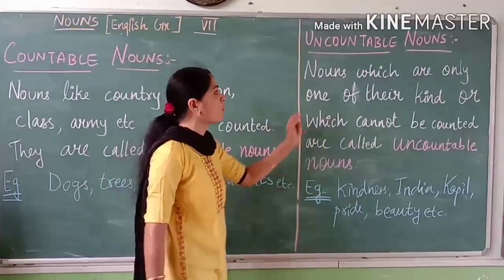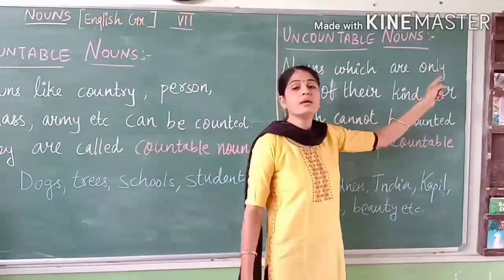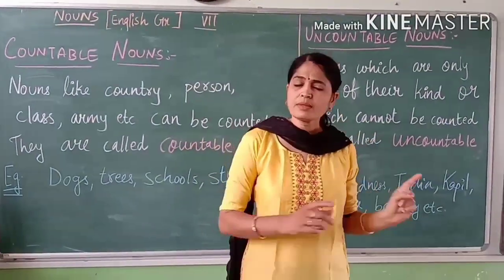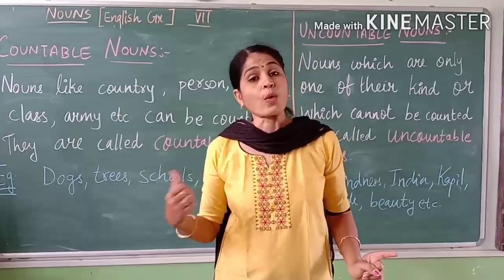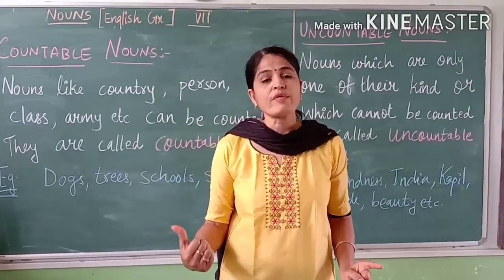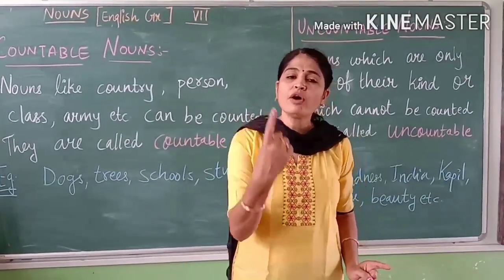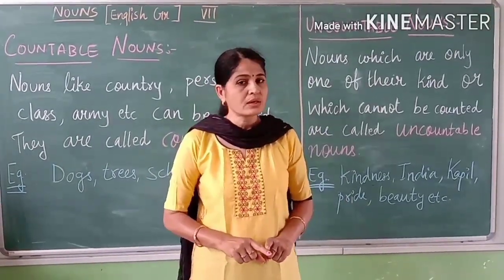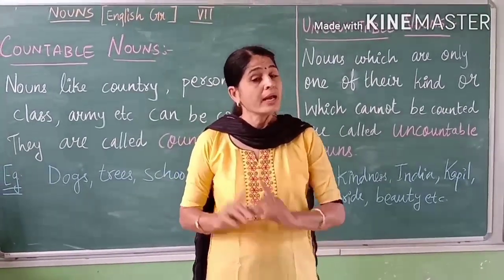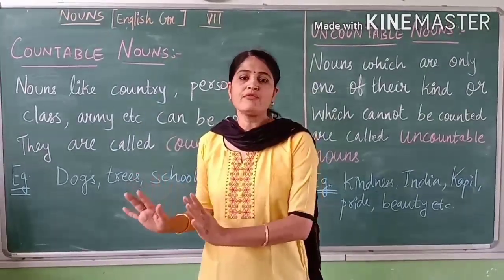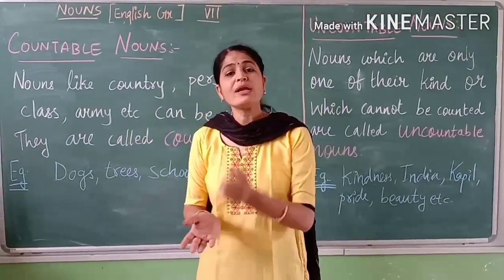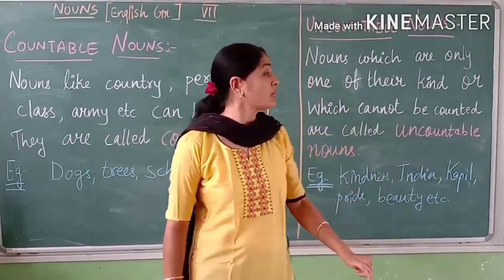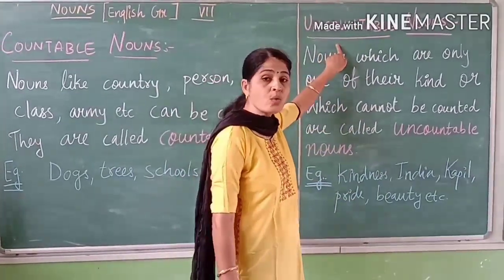Moving ahead toward uncountable noun. Here there are two types. First, let me connect it with the proper noun. The proper nouns which are unique, only one of their own kind, like India is a unique country. No other country can be called India. Himalaya itself is only one. Sun itself is only one. So this type of thing can be denoted as uncountable noun.